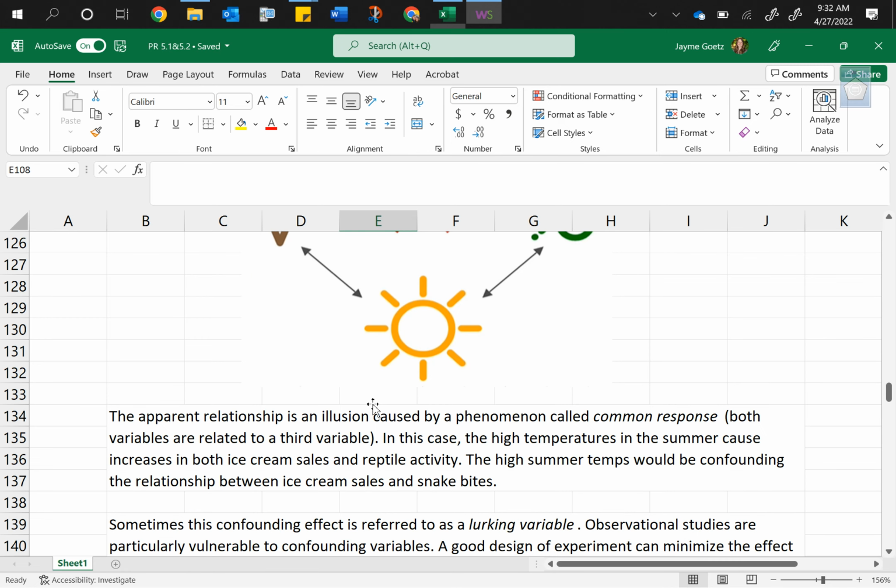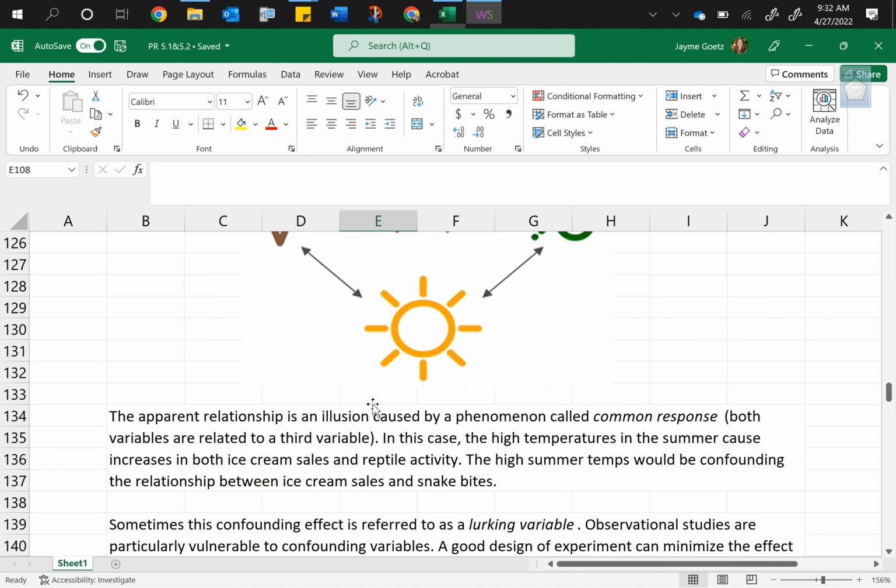Instead, the apparent relationship is an illusion caused by a phenomenon called common response. That means that both variables are related to a third variable. Tell me, what third variable do you think high ice cream sales and snake bites are related to? Heat, high temperature, yeah? In this case, the high temperatures in the summer cause increases in both ice cream sales and reptile activity. The high summer temps would be confounding the relationship between ice cream sales and snake bites.